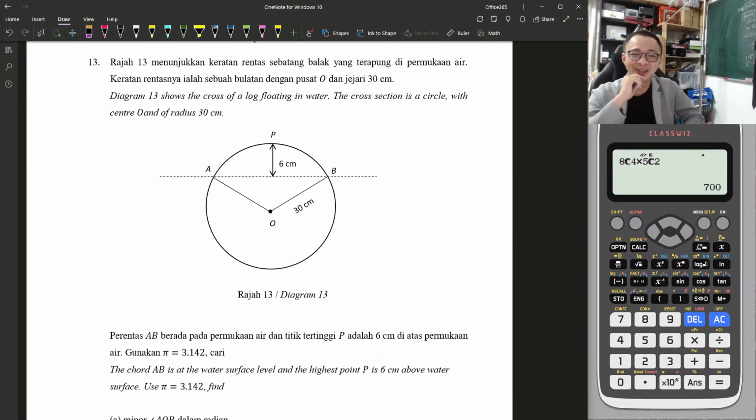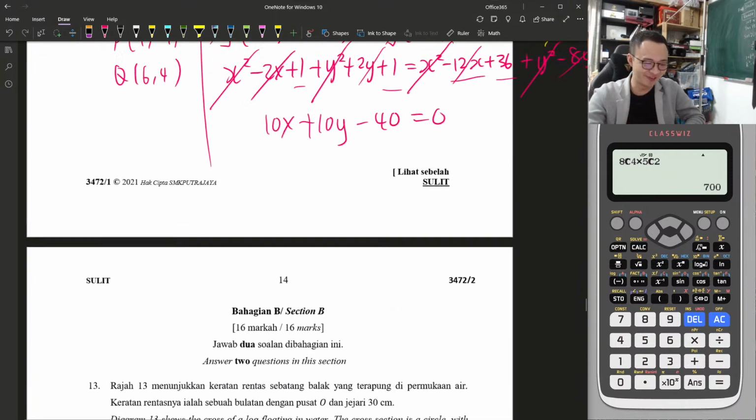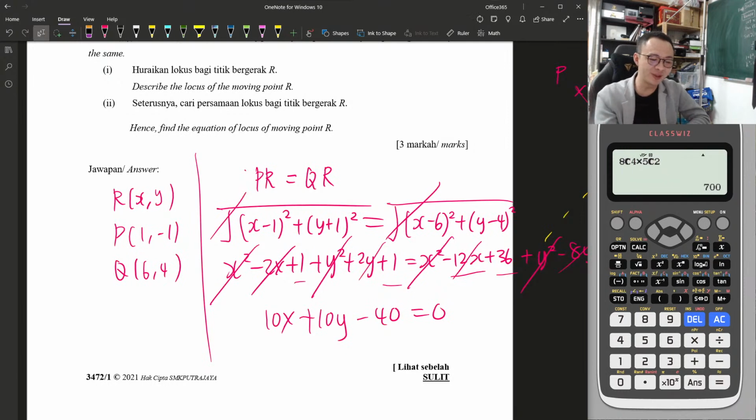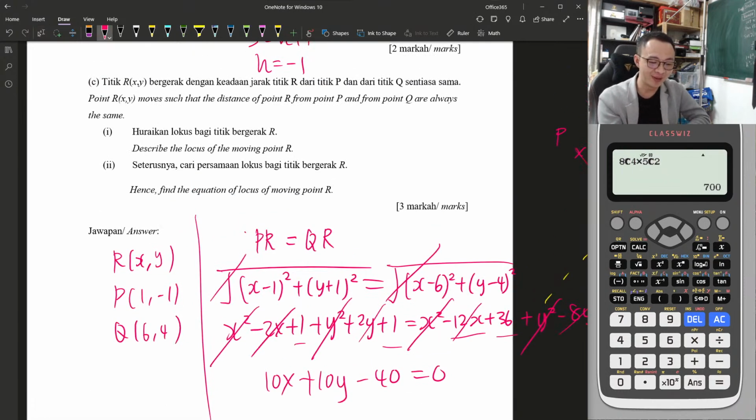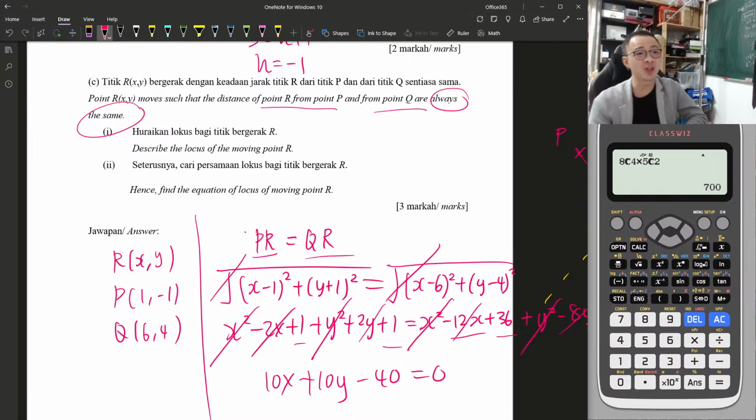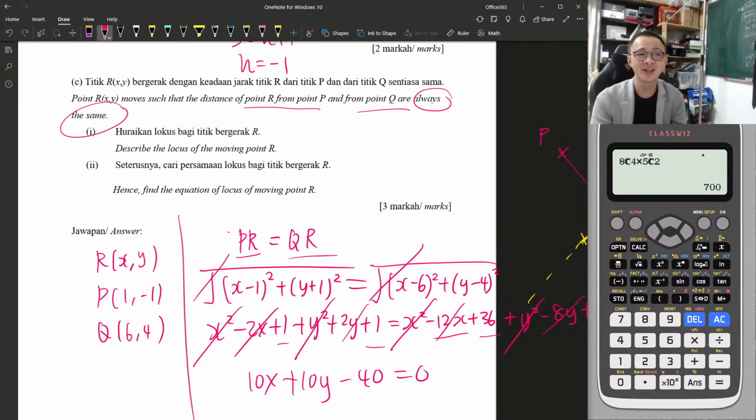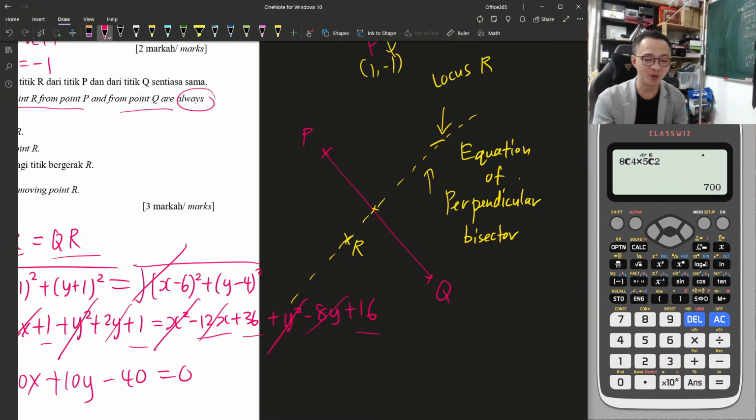Wait, teacher, can you explain the locus thing again, please? Why is the locus question quite easy? Because you already know they are equidistant. Here they already tell you that the distances from R to P and from R to Q are always the same. So this is why I say PR equals QR. Then use the distance formula, put the two distance formulas together, equate them, and solve. You get the equation of the locus. And why this time does the equation of the locus not have x squared and y squared? Because like I showed you, the dotted line in between is the locus, and this line is a straight line. This is the reason why you don't have x squared and y squared.